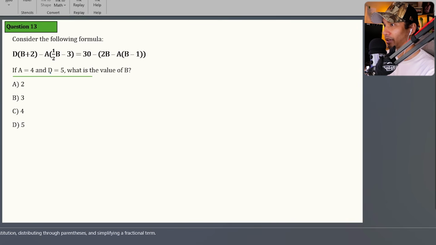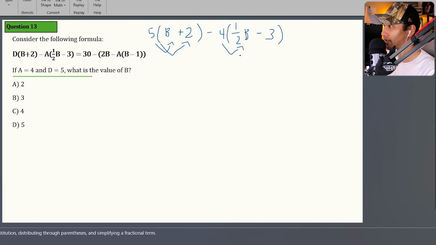So, A equaling 4 and D equaling 5. So, I would go ahead and just plug everything in. So D is 5, so 5. And then B, we're trying to find B, minus A, which is 4. And we have this fraction, which will cancel out, thankfully. Minus 3. And then I'm just going to do this side first, okay? Because I can't fit everything in here. So 5, we distribute the 5 and then distribute the 4.